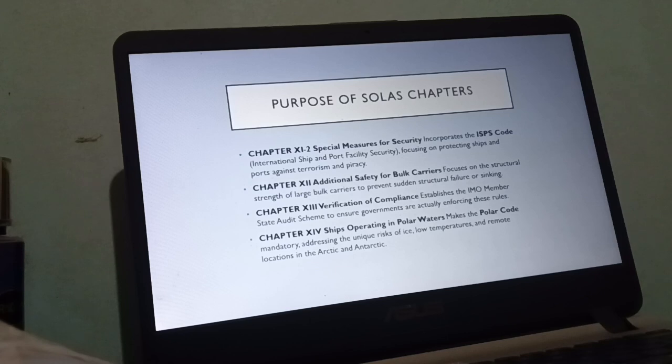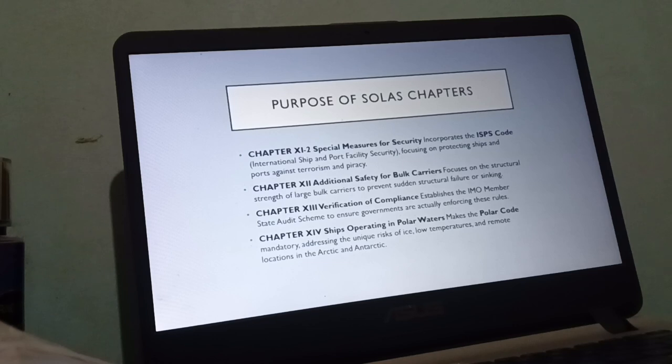In chapter number 13, verification of compliance, establishes the IMO Member State Audit Scheme to ensure governments are actually enforcing these rules. And the last chapter of SOLAS is ships operating in polar waters, makes the Polar Code mandatory, addressing the unique risks of ice, low temperature, and remote location in the Arctic and Antarctic.